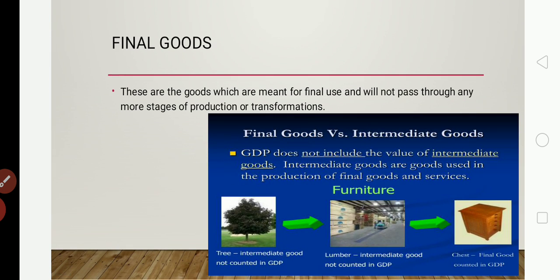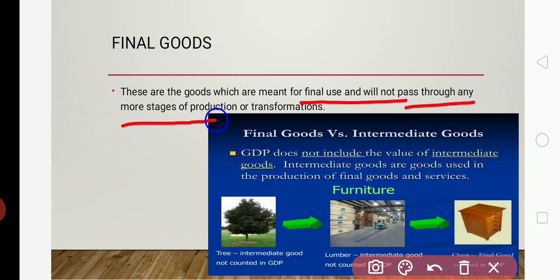What do final goods mean? The goods which are purchased for final use are called final goods. These goods will not be transformed, will not be used by some other producer. For example, I wanted a watch, I go and buy the watch. That becomes a final good. It will not pass through any more stages of production or transformation. Okay, so here is an example I give.